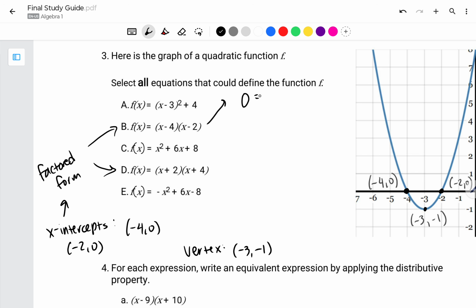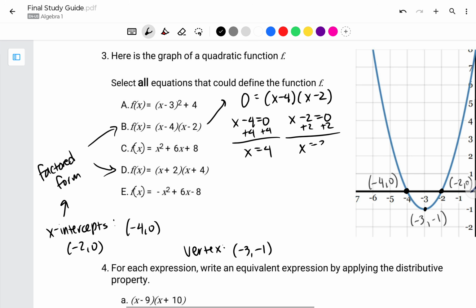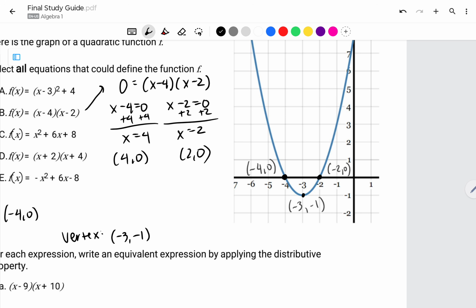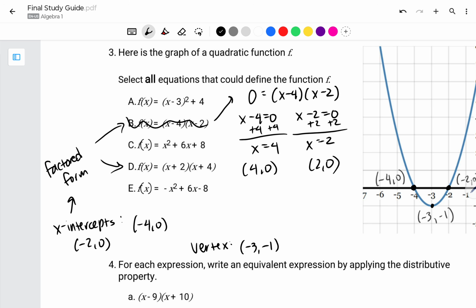I have to set that equal to 0, x minus 4, x minus 2. Remember, when both of them are equal to 0, you could just kind of do this. X minus 4 equals 0, x minus 2 equals 0. And then just solve for x. Plus 4, x equals 4. Plus 2, x equals 2. So this tells me there are x-intercepts at 4, 0 and 2, 0. Is that true? Do we have x-intercepts at 4, 0 and 2, 0? No. Right? So that one is not correct.